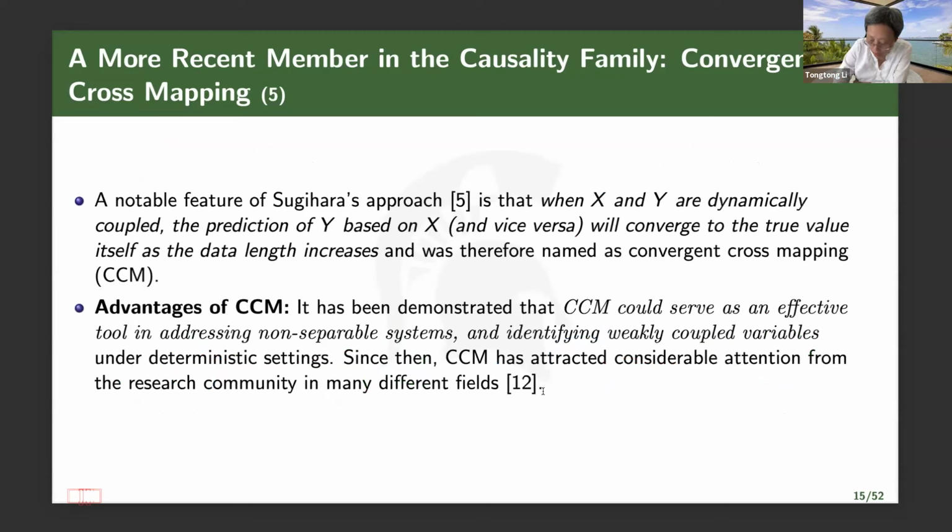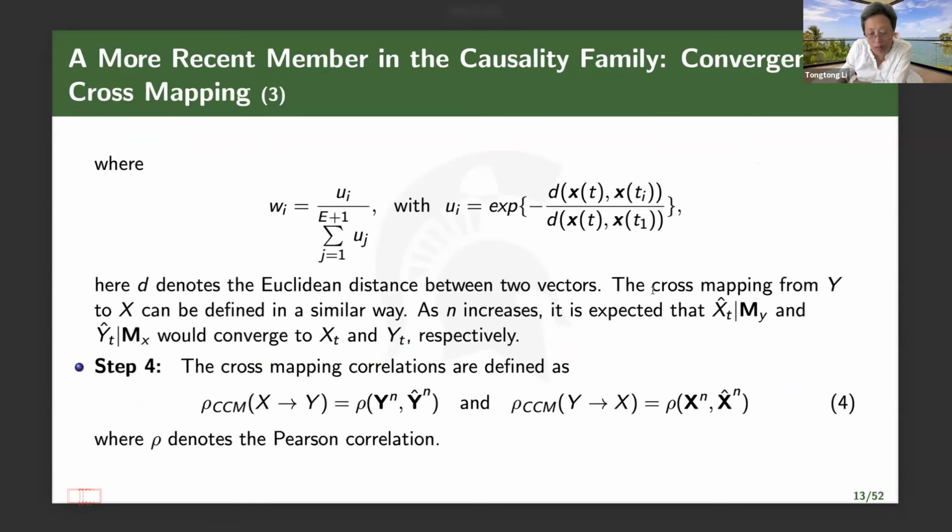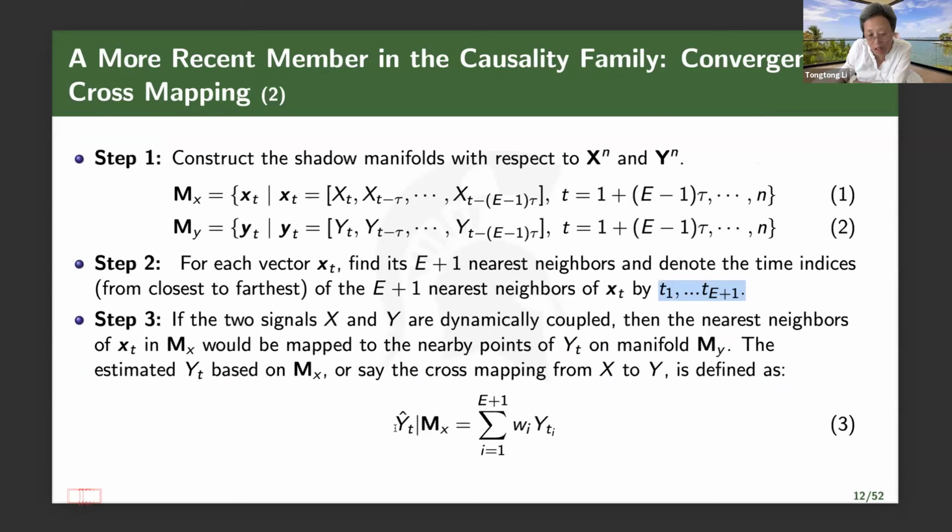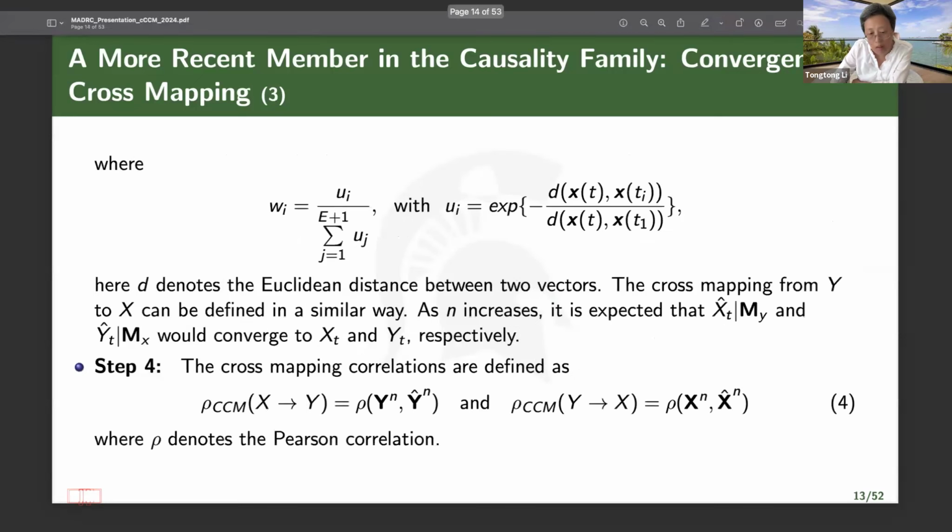The one feature, why it is called cross-mapping, we already can see that. Why is it called convergent cross-mapping? Convergent means the estimated value will converge to the true value if the observation time is long enough, if the time series is long enough. If we observe for a sufficiently long time, the estimated value will converge to the true value. So that is why it is called convergent cross-mapping.